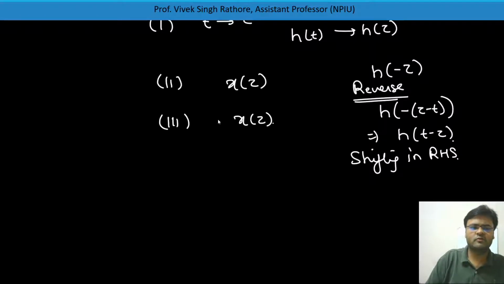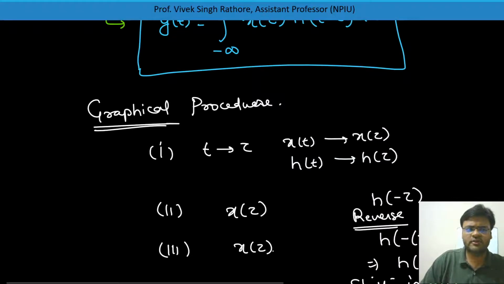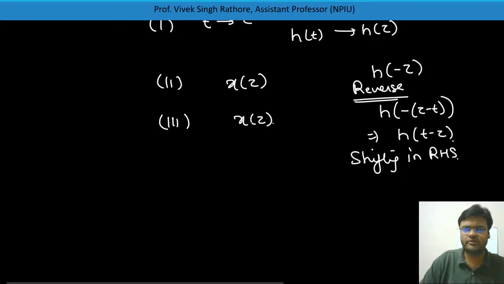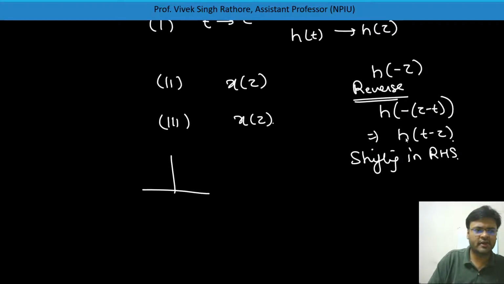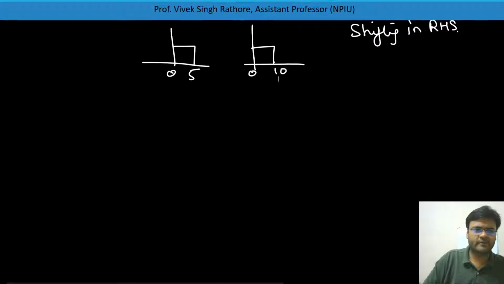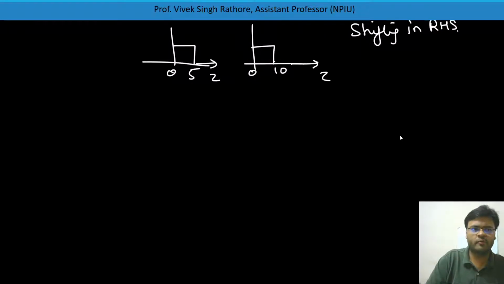Ultimately, convolution is nothing but the multiplication of your original input signal with the signal which has first been changed to the tau domain, then reversed, and then shifted. Suppose one signal is from 0 to 5 and the other from 0 to 10. First you keep the value the same and only change the domain to tau.